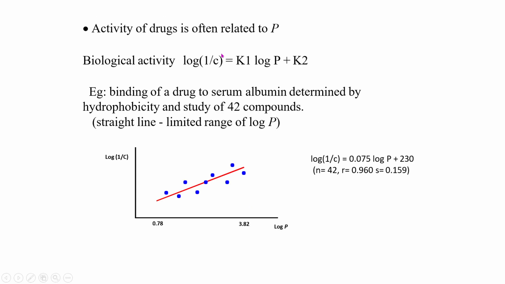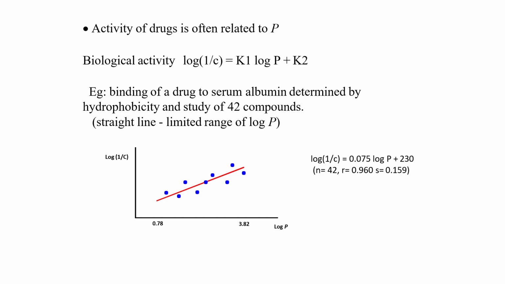Now, activity of the drug is often related to the P, that is, the P value. So what is the meaning of biological activity? Biological activity, that is 1/C, is equal to K1 log P, where log P is the log of the partition coefficient value, plus K2.